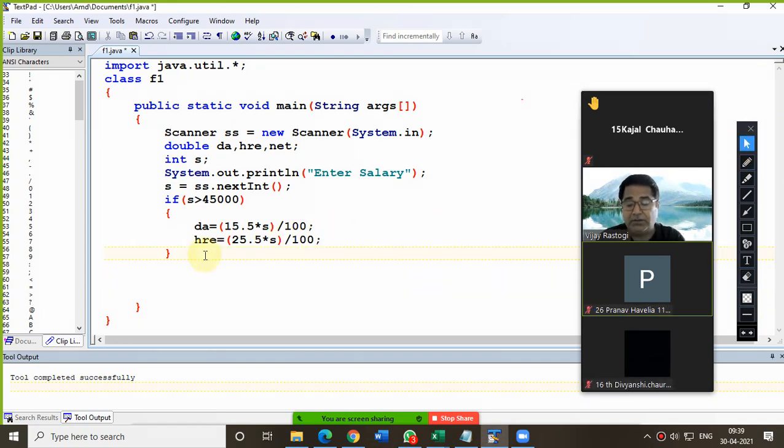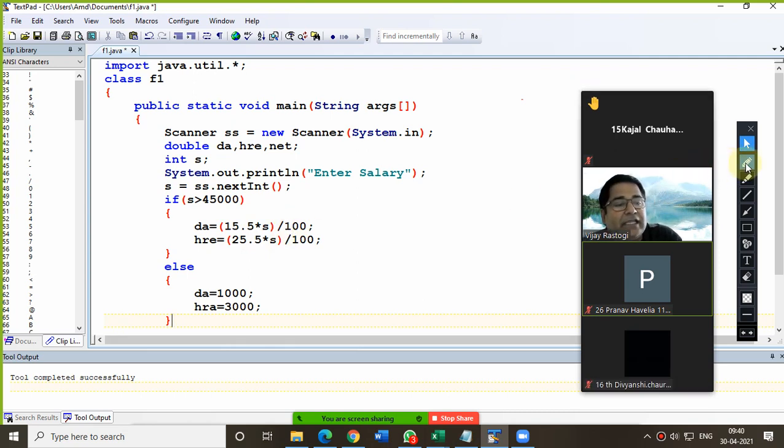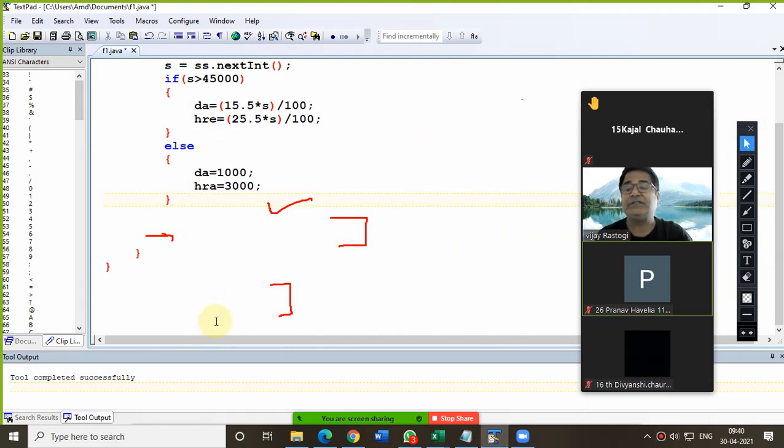So now after that, if the salary is less than or equal to 45,000, then DA was given how much? 1,000 rupees, and HRA was given 3,000. So now after finding the DA and HRA, if the first condition is true, then from here we are calculating DA and HRA like this. And if the first condition is false, then the DA and HRA is already fixed. So after that we are supposed to find the net salary. So net salary is salary plus DA plus HRA.